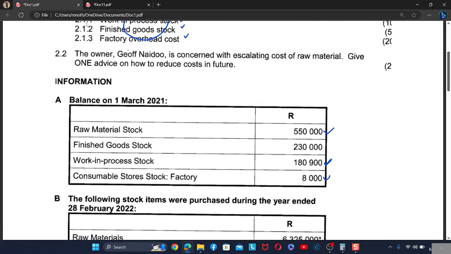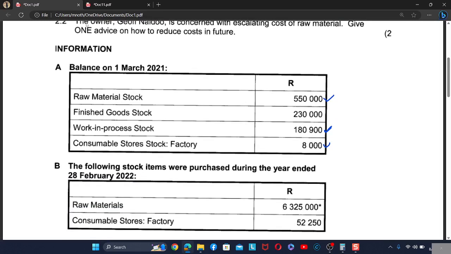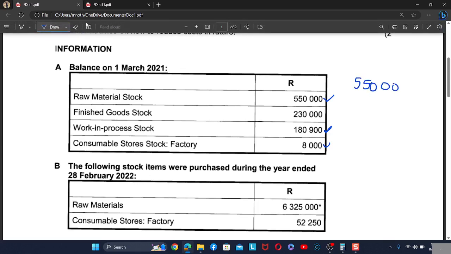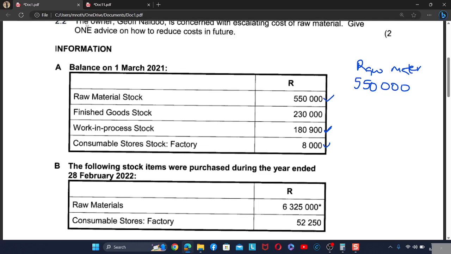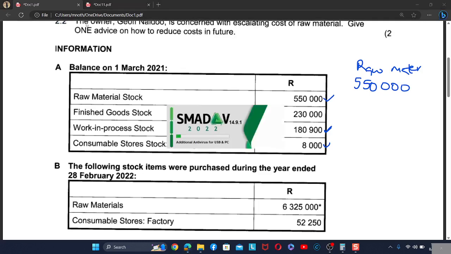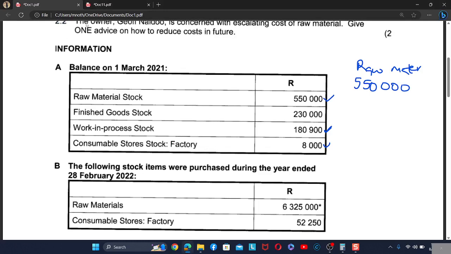We are given the information on the raw material stock. The opening balance is 550,000. Remember, in the raw material stock, the business sends some of the raw material to the work in process. So we need to find out how much the business sent to the work in process. And also the consumable stores.